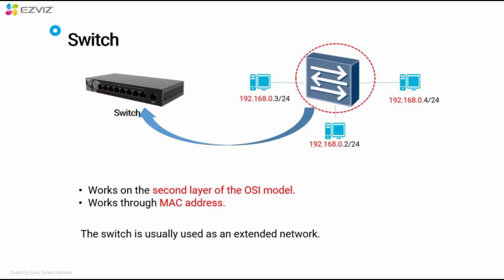There are two concepts about network expansion. One is to expand the number of channels, and the other is to expand the transmission length of the network. Unlike the router, the switch is generally used to expand the number of network channels under the same network segment.